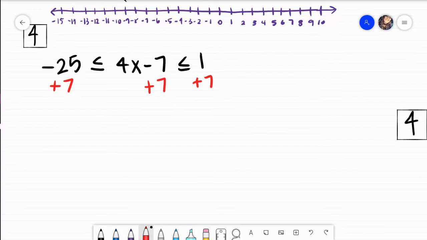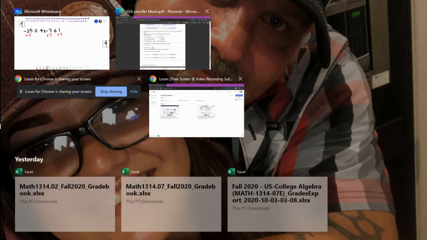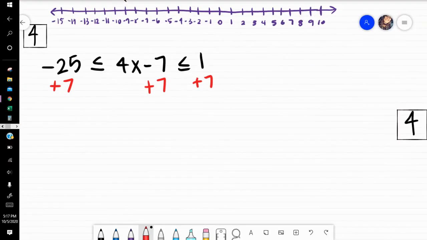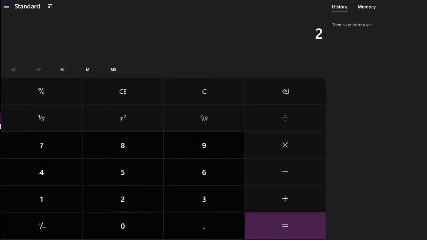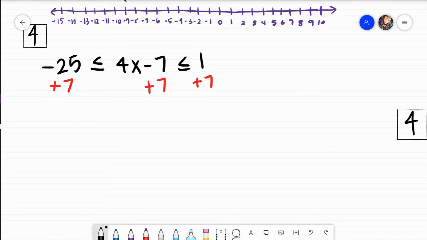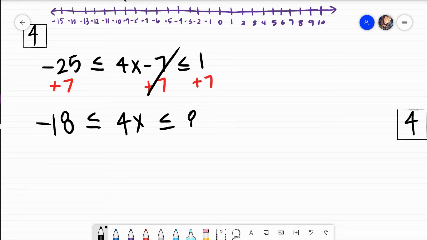Okay, so if you do 25 and 7 and you combine them together, because they are different signs, you do 25 minus 7 equals, I get 18. They're different signs, so I did the subtraction. But what you do is you keep the sign of the larger, so -18 less than or equal to 4x, those canceled, less than or equal to 1 plus 7 is 8.